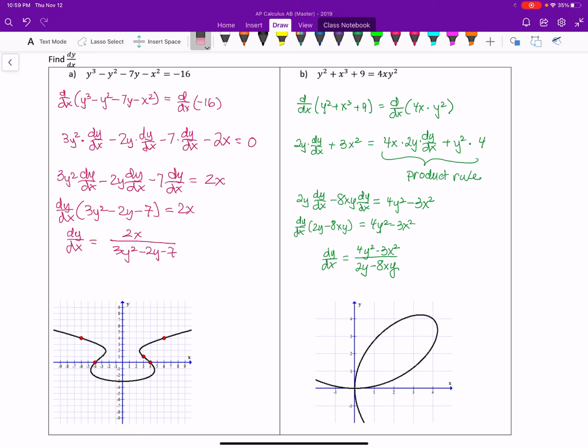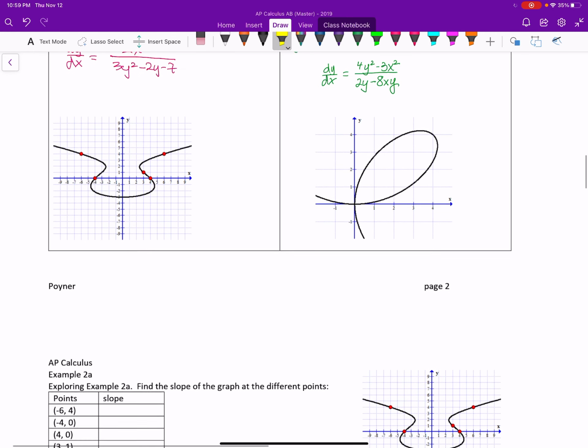This is what I'm getting for part B. The key here, where most people mess up on this one, is on the right-hand side of the equation: you have to remember to use the product rule there. That's most likely the most common mistake that I see on that one. Whereas on part A, the common mistake is not writing the derivative of a constant as equal to 0.